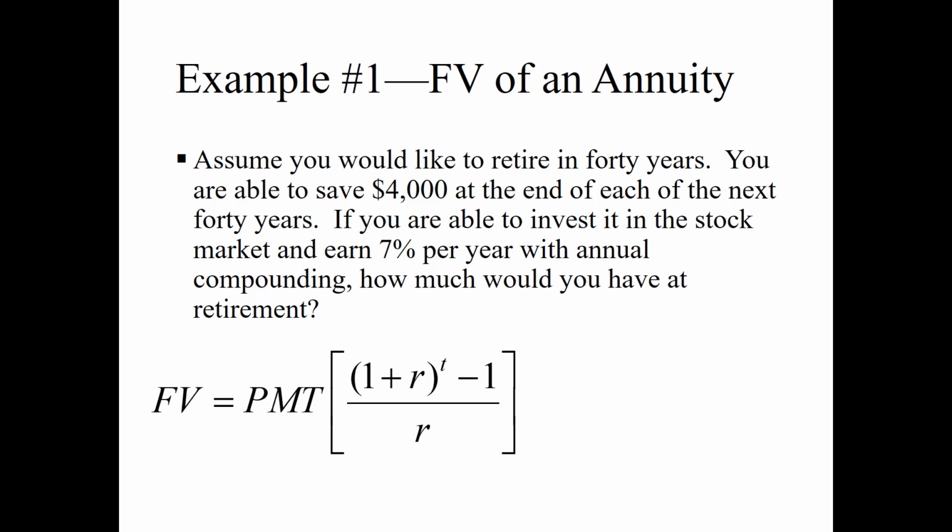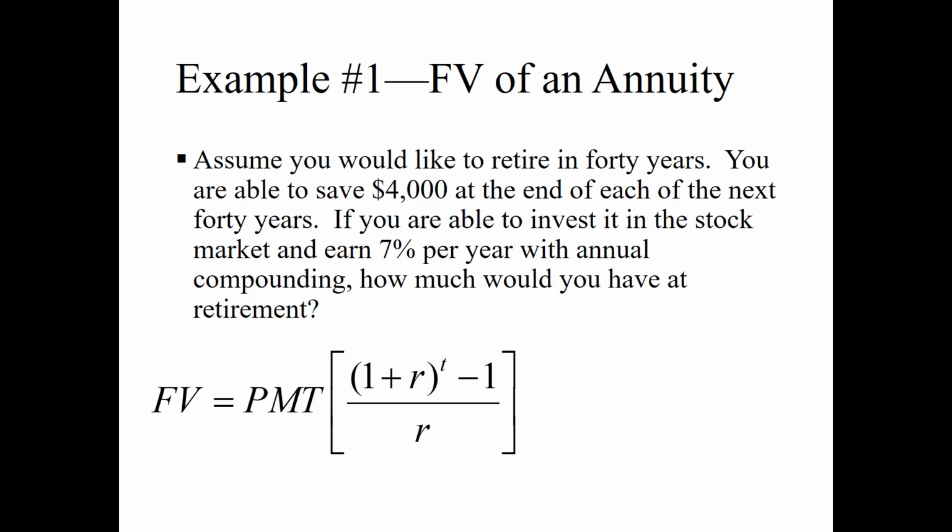And so here we see our first example. Assume you would like to retire in 40 years. You are able to save $4,000 at the end of each of the next 40 years. So first we have to figure out if we have an annuity. 40 years, that's less than infinity. The payments are all $4,000, so they're all equal, and all of the payments occur at the end of each of the years, so that's a regular interval. If we are able to invest in the stock market and earn 7% per year with annual compounding, we want to know how much we're going to have at retirement.